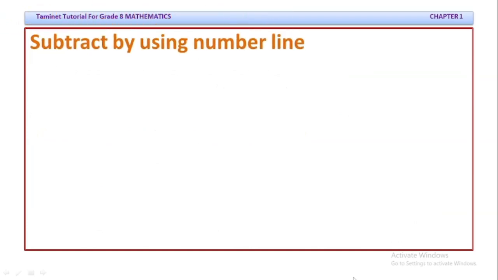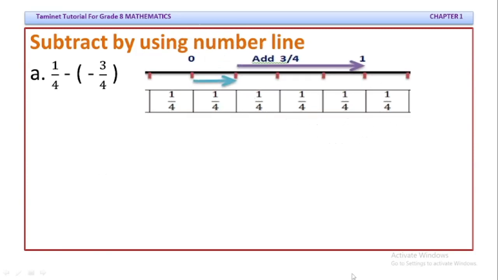Subtract by using number line. So how can we determine the numbers by using a number line? For example, 1 over 4 minus negative 3 over 4. Here is a number line. We know the way how to write a number line.